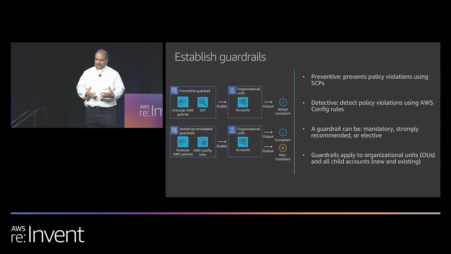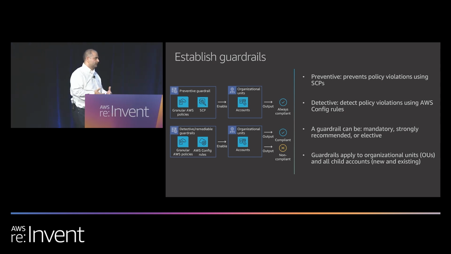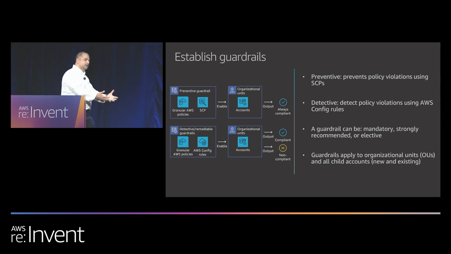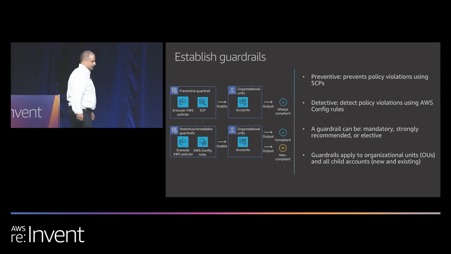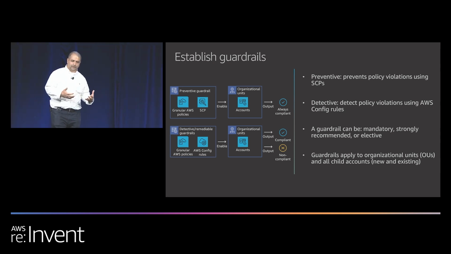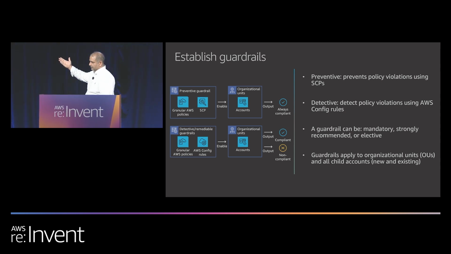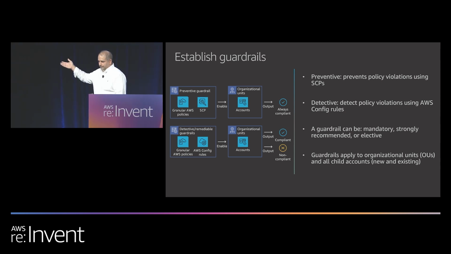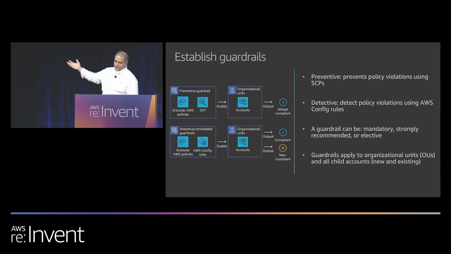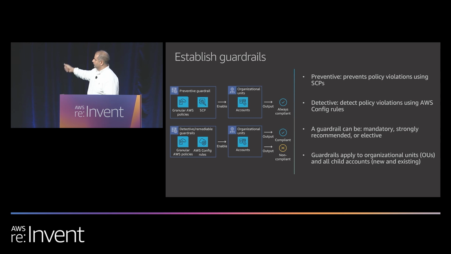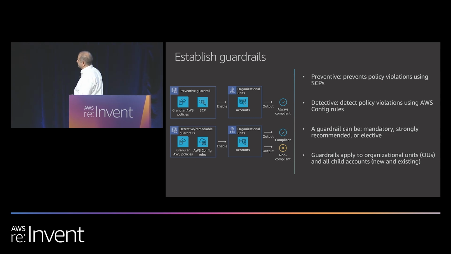Now, there's a second set of guardrails, which we call detective guardrails, and today they use AWS Config rules, which allow you to detect if something has been violated. So for example, if I create an EBS volume that's not encrypted, I would be able to detect that in my environment. The preventive ones are always going to be compliant. The detective ones can either show up in a compliant state, or if they are in a non-compliant state, they will show up as non-compliant within the dashboard of Control Tower.